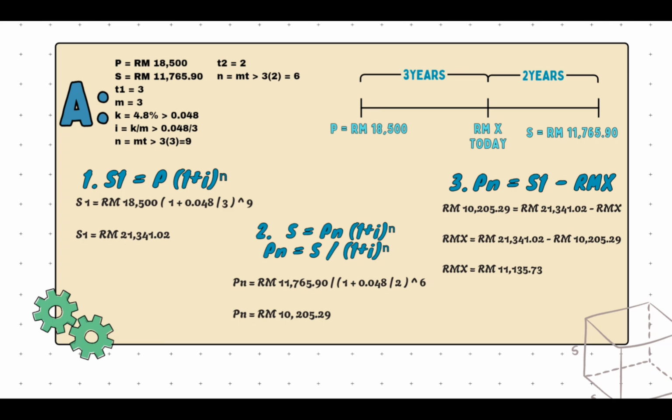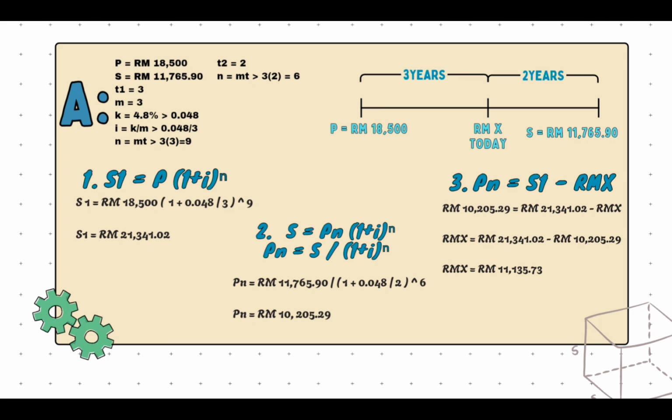Step 1. Future value of the initial deposit. We calculate the value of the initial deposit after the first 3 years using the future value formula. S1 equals P times (1 plus I) to the power of N. The calculation is S1 equals 18,500 times (1 plus 0.016) raised to the power of 9. So the result is S1 equal to 21,341 ringgit and 2 cents.